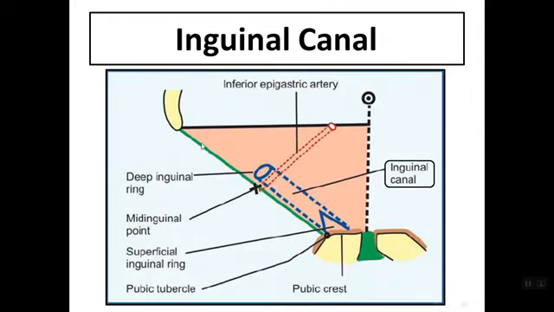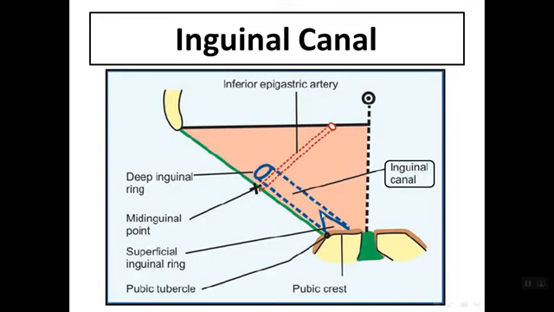This is a schematic drawing of the inguinal canal. This is the deep ring, and this is the inguinal canal, which lies parallel to the inguinal ligament. This is the inguinal ligament in green color, extending in between the anterior superior spine and the pubic tubercle. This is the deep ring, which is an oval shaped opening in the fascia transversalis, lying midway in between the anterior superior spine and the symphysis pubis.